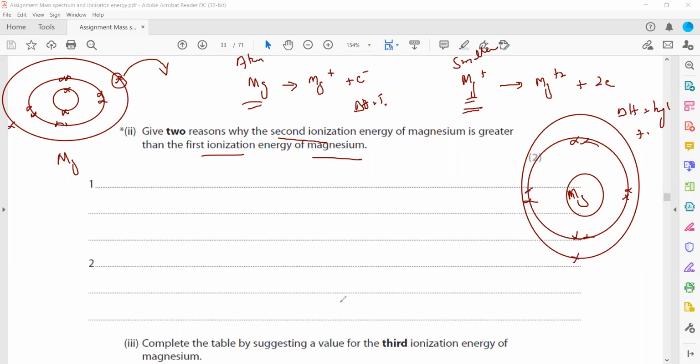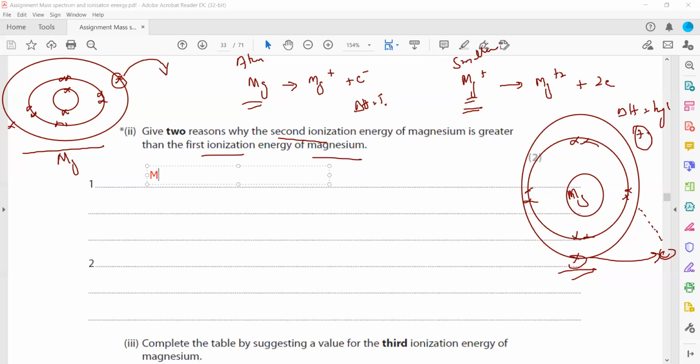So there are two reasons we have to give why the second ionization energy is higher. The first thing, the magnesium ion is smaller as compared to the magnesium atom. And the second thing, because here we are removing the electron from a neutral atom, but here magnesium is already charged. So when we try to remove this electron, it will experience the attraction from the positive charge. That is why it will be difficult to remove the second electron from the magnesium atom.